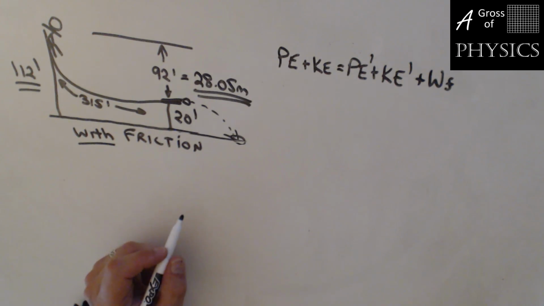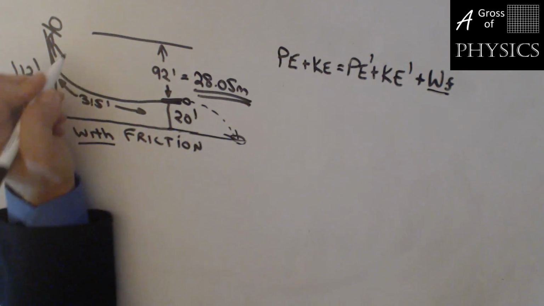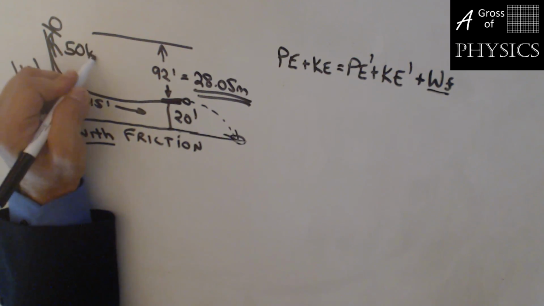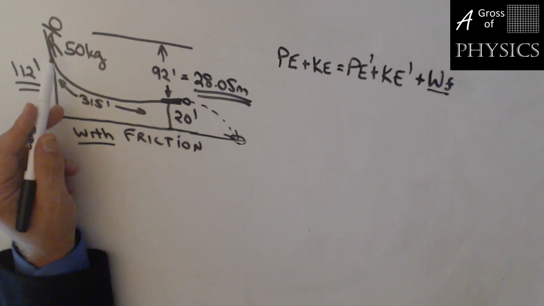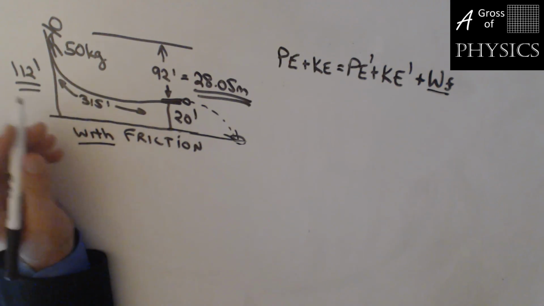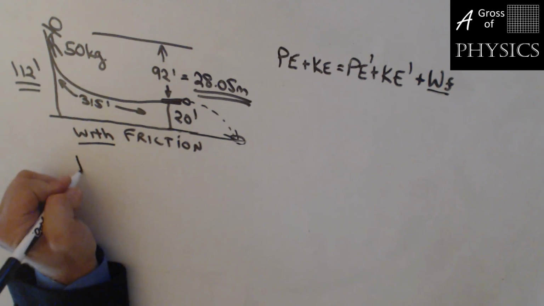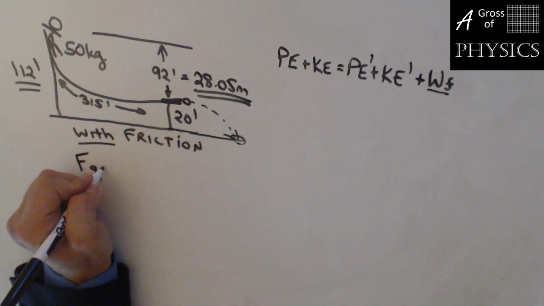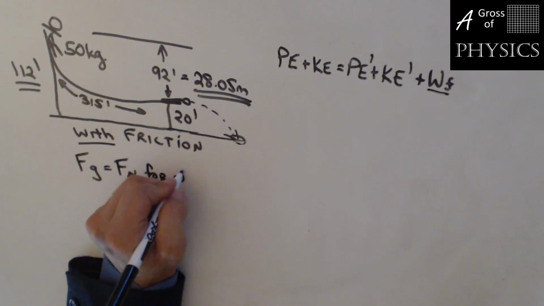Now, we also need to know, since the work done by friction isn't going to have a mass in it, we're going to need to know the mass of the skier, and the skier is 50 kilograms. Now, it's also not going to have a consistent amount of friction because of the curve. The normal force will change, so the amount of friction will change. So what we're going to do is assume for this problem that Fg equals Fn for the whole trip.